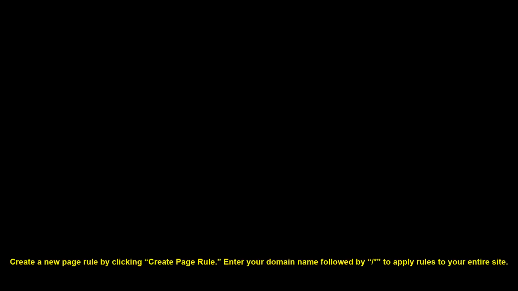Next, head to the Page Rules section. Create a new page rule by clicking Create Page Rule. Enter your domain name followed by / to apply rules to your whole site. Set the settings to cache everything, then select Save and Deploy.